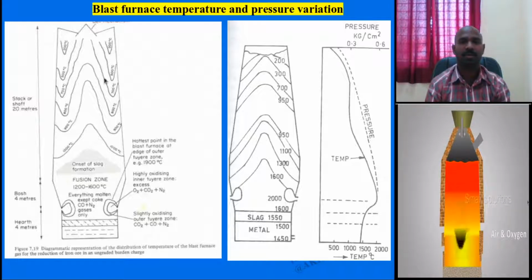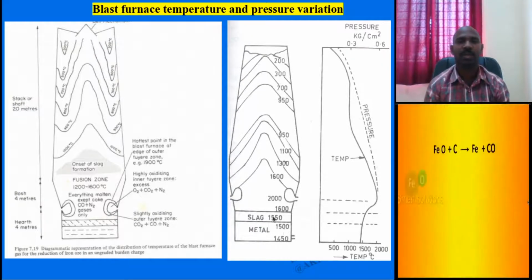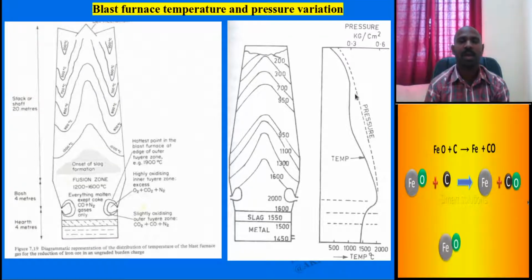This is about the temperature distributions, which is similar. The slag temperature is around 1550, molten pig iron metal is nothing but pig iron metal, around 1500 degrees temperature variation. At the raceway the temperature is 2000 degrees Celsius, and then the pressure variation from the top to bottom.